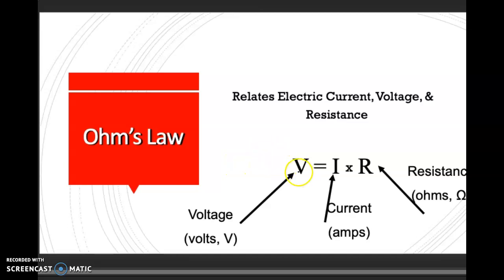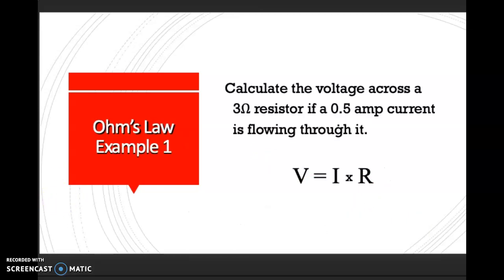We see voltage is equal to current times resistance. Remember, voltage is the letter V, current we represent with an I, resistance with an R. Do not confuse the symbol in the equation with the symbol for the unit. The unit is how we measure. We measure voltage with volts. We measure current with amperes, amps. We measure resistance with ohms. Okay, and let's wrap this video up with 3 quick examples.